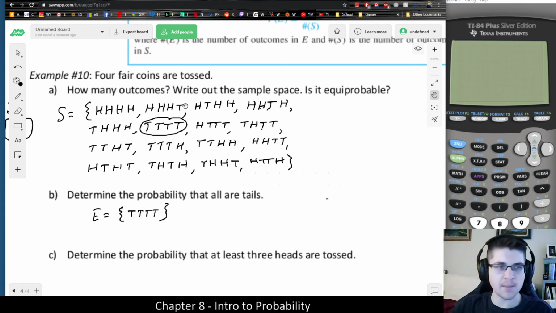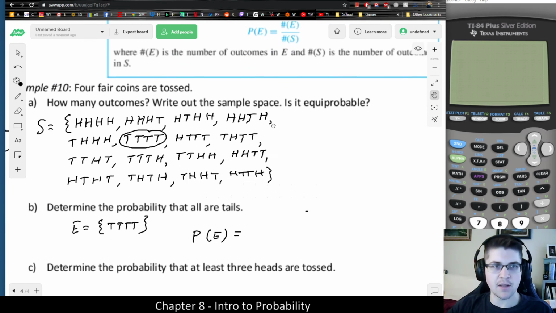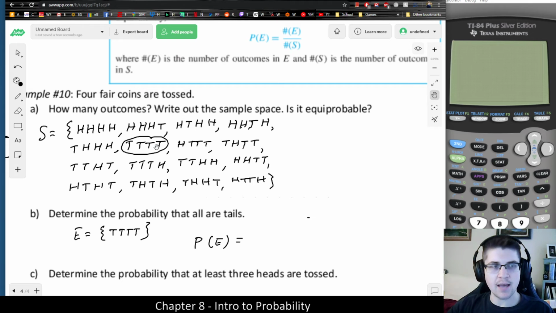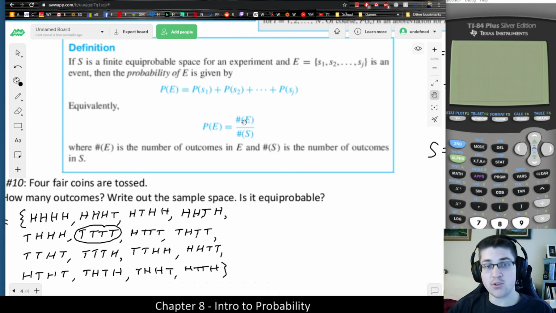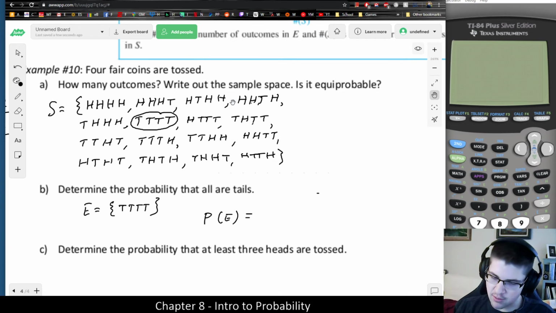There's only one element in that event. So the probability of E occurring is equal to the number of elements in event E divided by the number of elements in sample space S. Sometimes the number of elements in the set is referred to as the cardinality of the set, just a mathematical term for that. The notation is a little bit different, but basically that's totally fine. The number of events in E divided by the number of events in S, which is of course 1 out of 16.